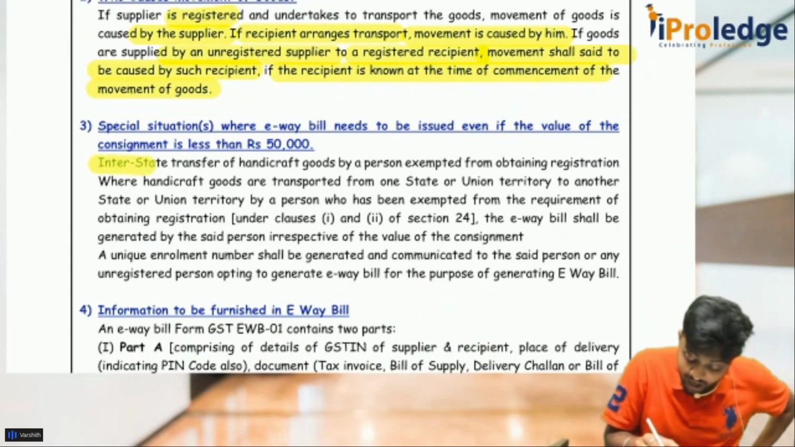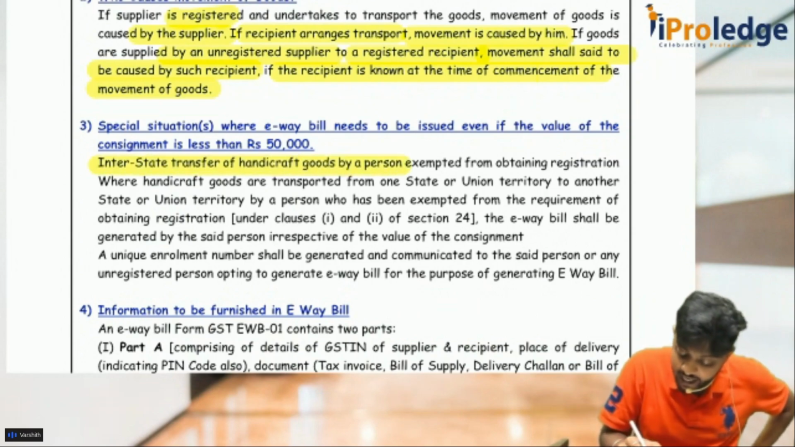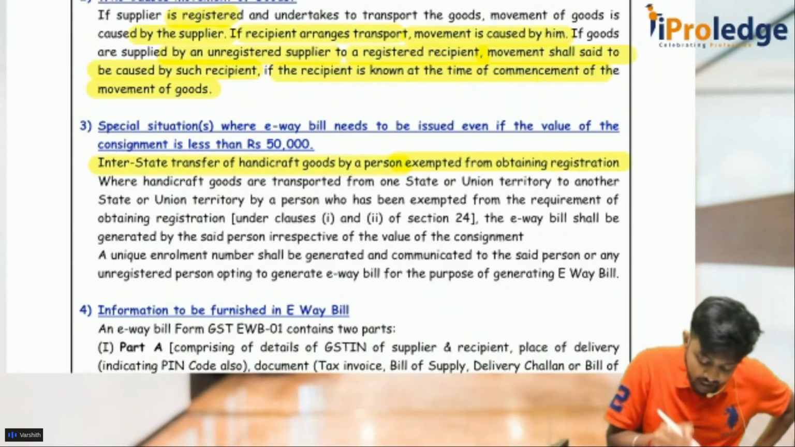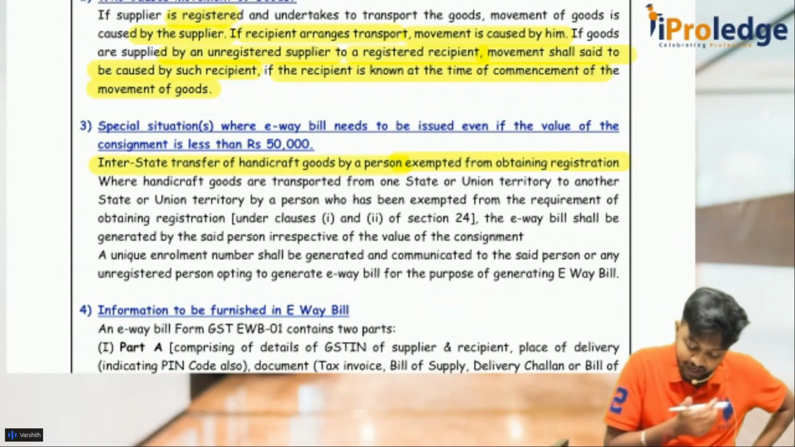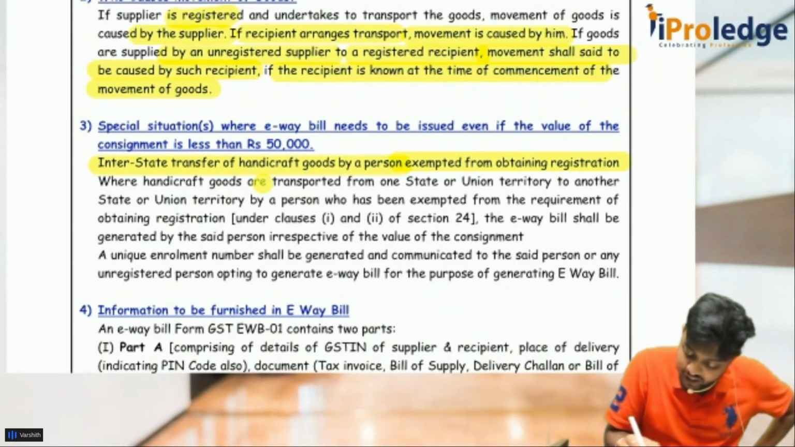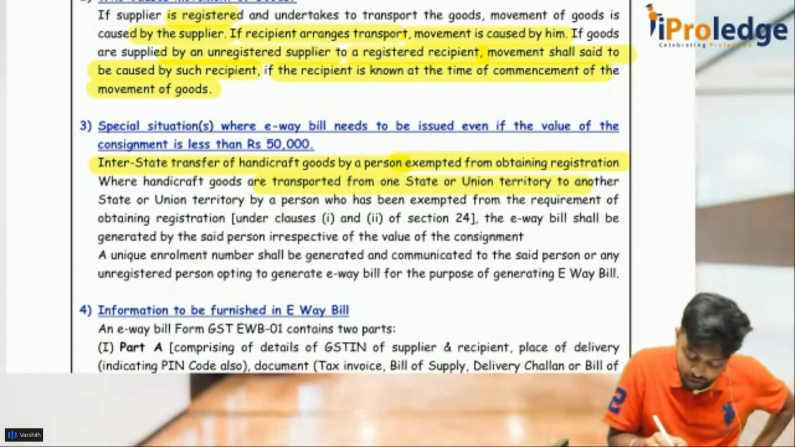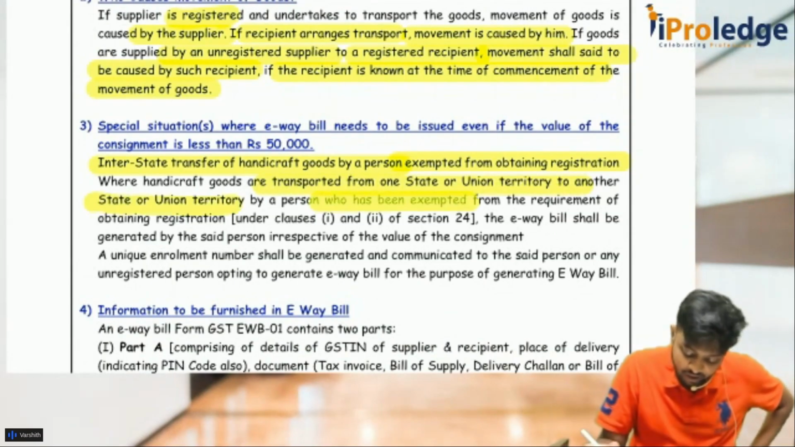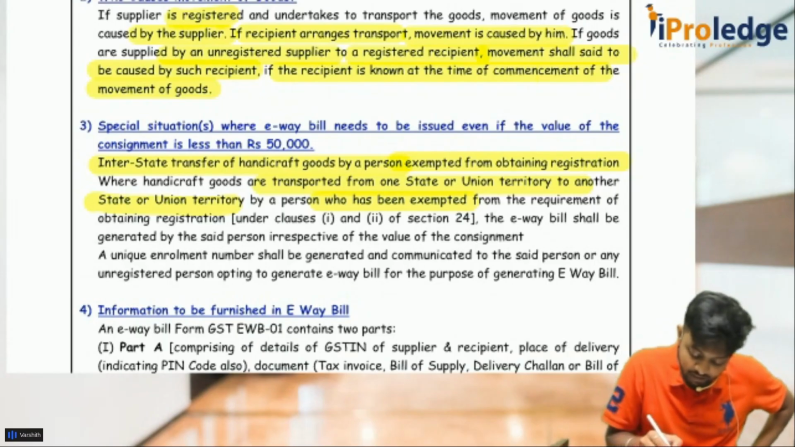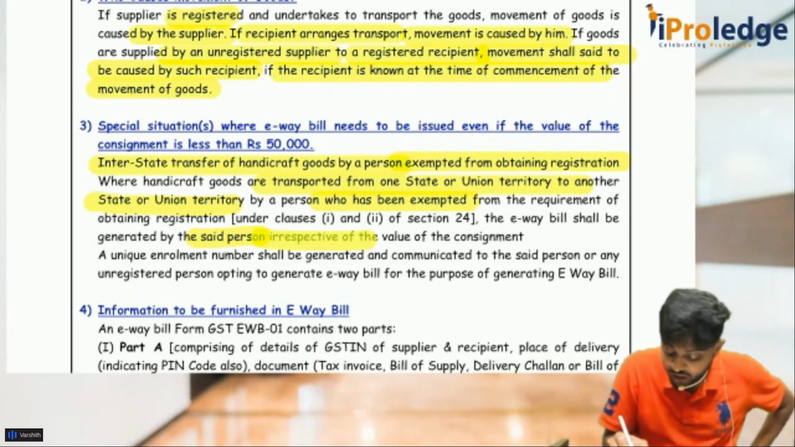Interstate transfer of handicraft goods by a person exempted from obtaining registration. Where handicraft goods are transported from one state or union territory to another state or union territory by a person who has been exempted from registration, the e-way bill shall be generated by the said person irrespective of the value of consignment.